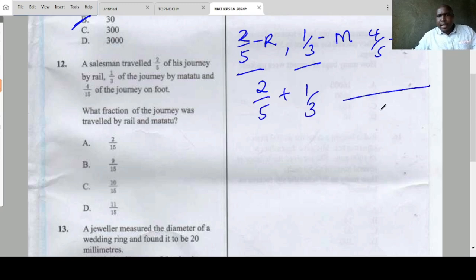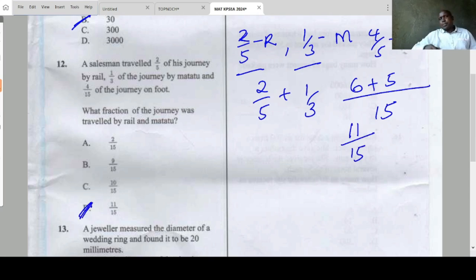So rail and matatu, you simply add 2 over 5 plus 1 over 3 to get the total. LCM is 15. So 15 goes here 3 times, that is 6, plus 15 goes here 5 times, that is 5. So that is 11 over 15. 11 over 15.